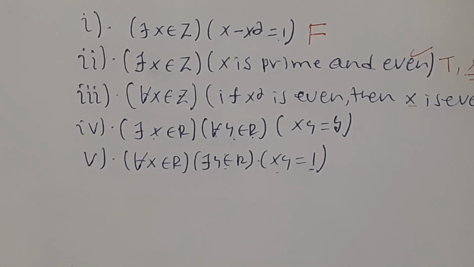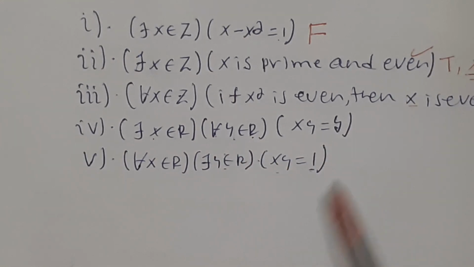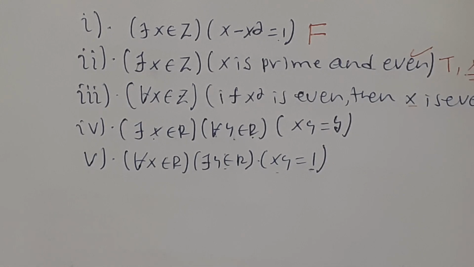The fourth one is: there exists a real number x, an element of R, such that for every y, an element of R, x times y is equal to y. That means there exists at least one fixed real number x that can satisfy this condition for every real number y.